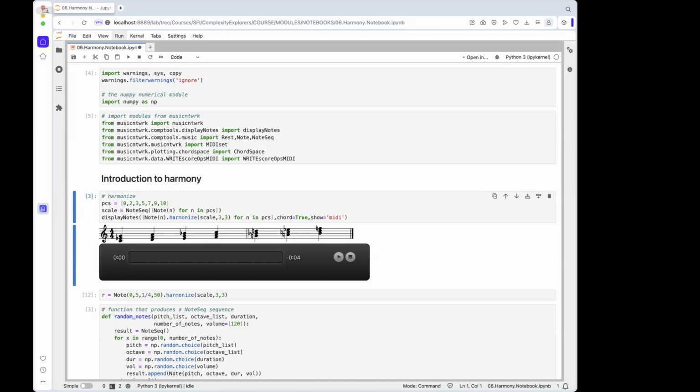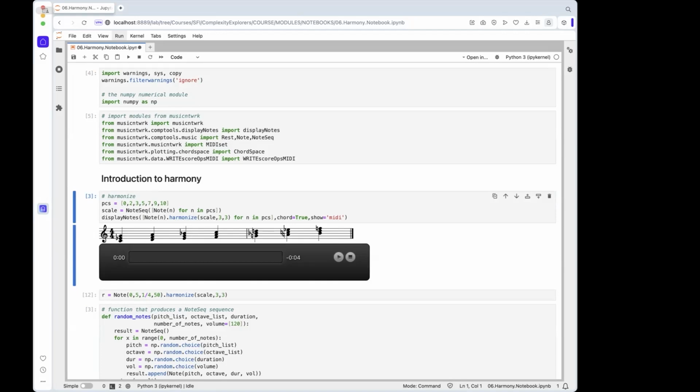we already saw at the beginning when discussing compositional tools that note, for instance, the object note has a method that is harmonize. And so harmony here in this context corresponds to the simultaneous playing of different pitches.